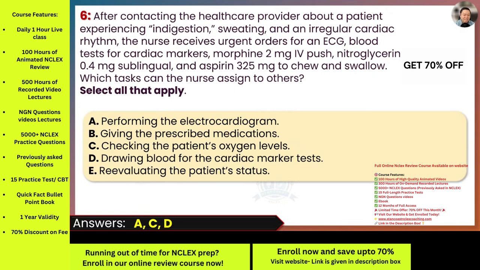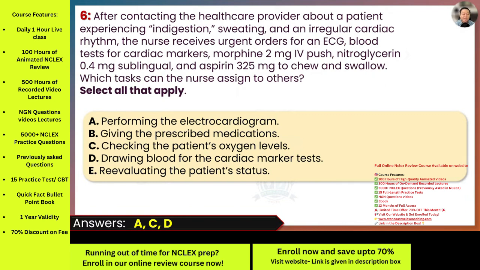We also have letter E, but let's look into letter B first. Why is this incorrect? Well, medications such as morphine, nitroglycerin, and aspirin require close monitoring for side effects and effectiveness. And specifically, we have the morphine 2 milligrams IV push. This is a high-risk drug. This will require nursing judgment before, during, and after the administration. And the RN cannot delegate the medication administration to unlicensed staff.